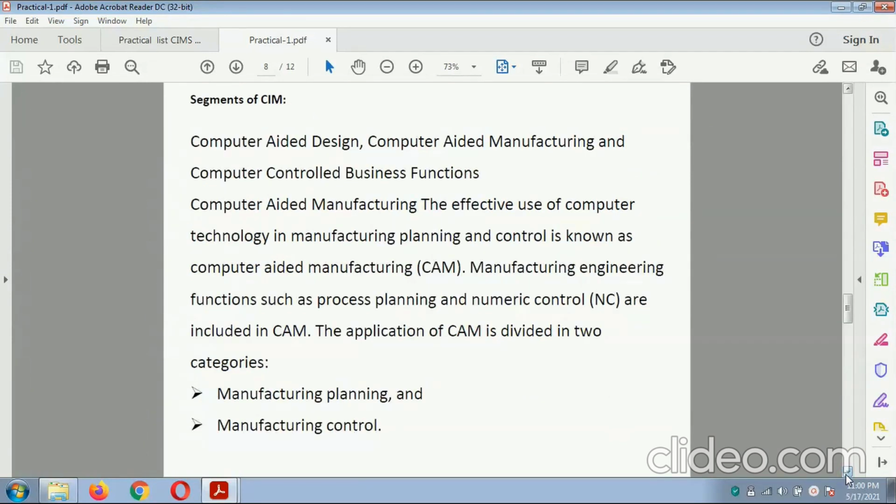The segments of the CIM are computer-aided design, computer-aided manufacturing and computer control business functions. The effective use of computer technology in manufacturing planning and control is known as a computer-aided manufacturing system. Manufacturing engineering functions such as process planning and numerical control are included in CAM. The application of CAM is divided into two categories, that is manufacturing planning and manufacturing control.